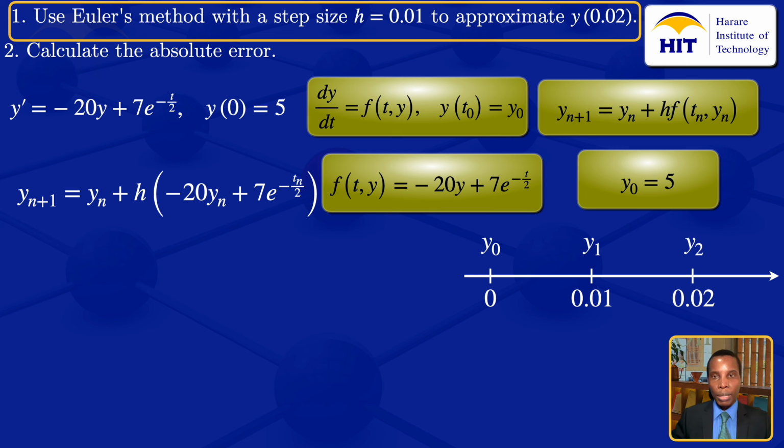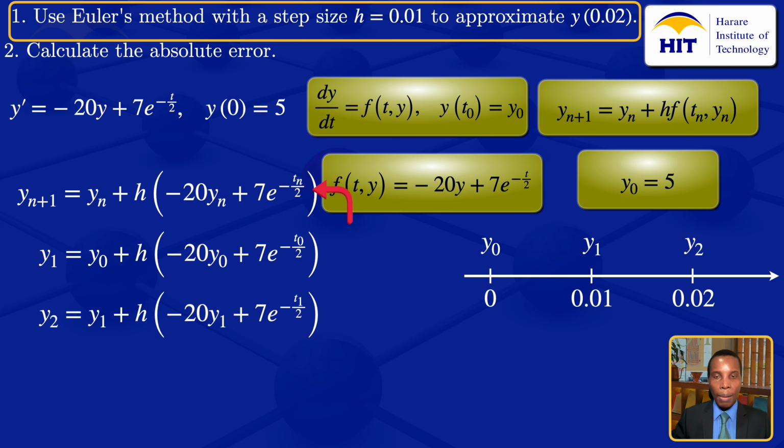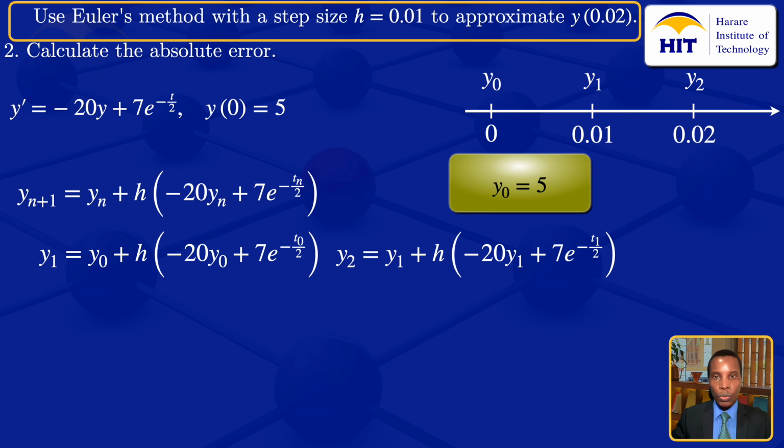So for y1, we substitute n = 0 in this equation. Then we have y1 = y0 + h(-20y0 + 7e^(-t0/2)), because wherever we have n, we put a 0. Then for y2, we substitute n = 1, so that we have y2 = y1 + h(-20y1 + 7e^(-t1/2)). So what we have here are the two equations that will help us obtain y1 and y2.